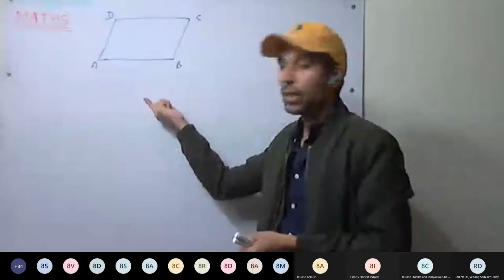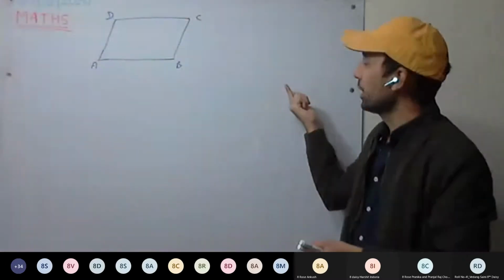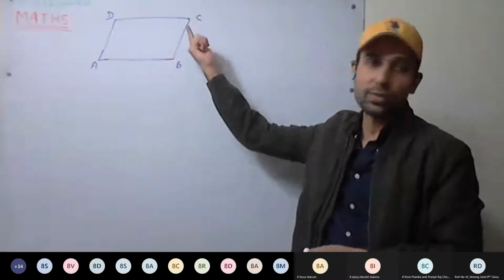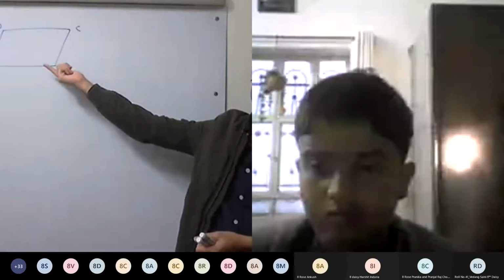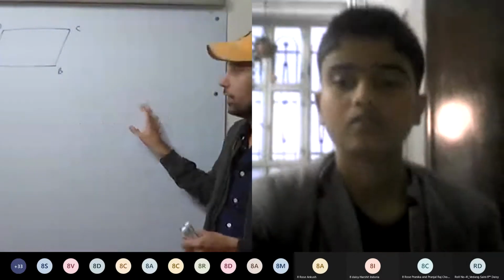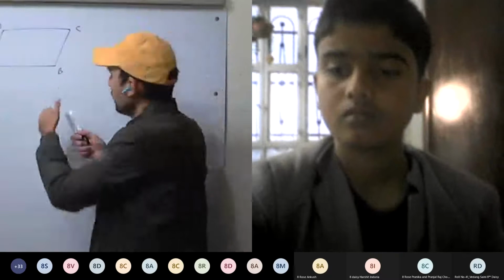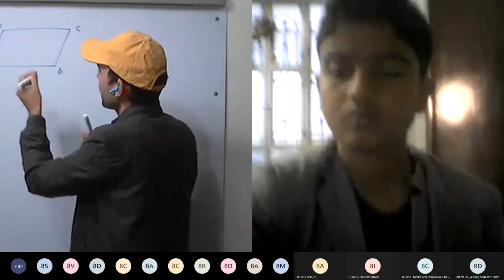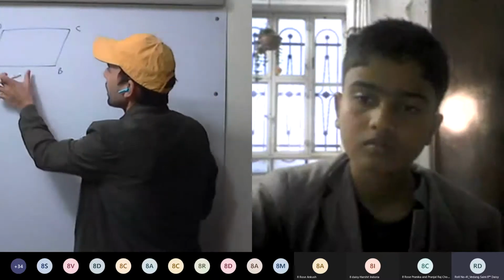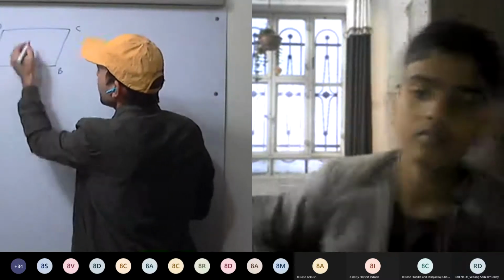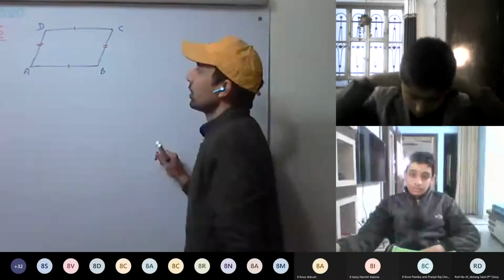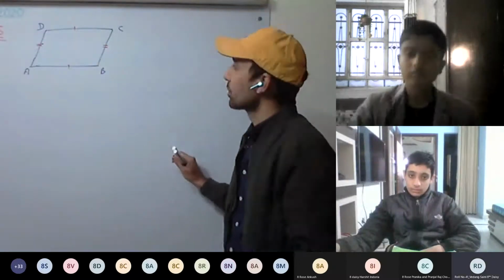So every parallelogram, square, rhombus, and rectangle, the sum of their interior angles will always be 360 degrees. That will be one property each figure will follow. This is clear? Okay, in a parallelogram, what's special? If a quadrilateral has opposite sides equal, then opposite angles are equal.